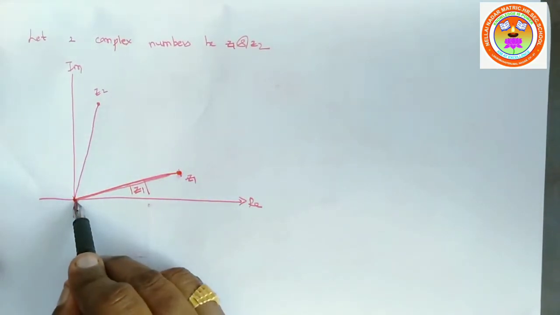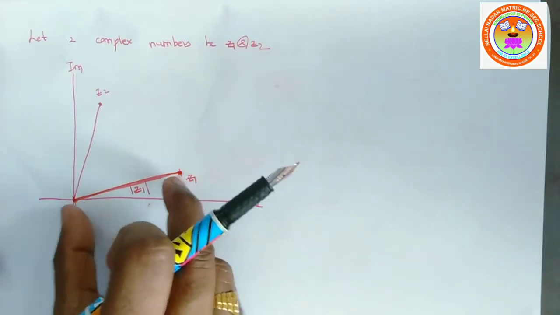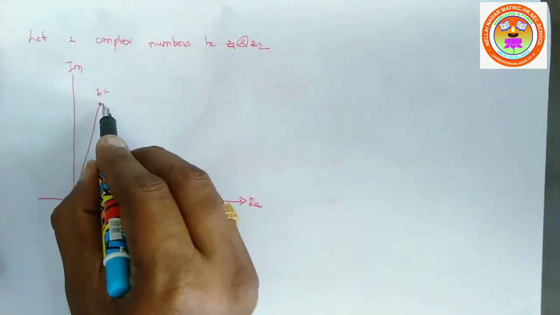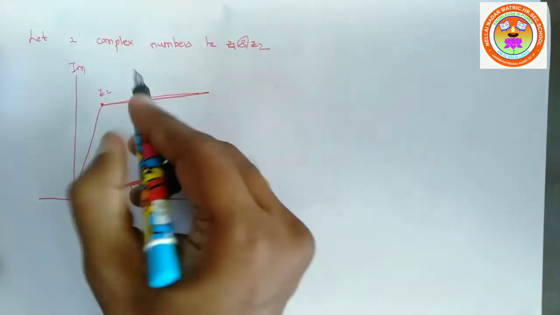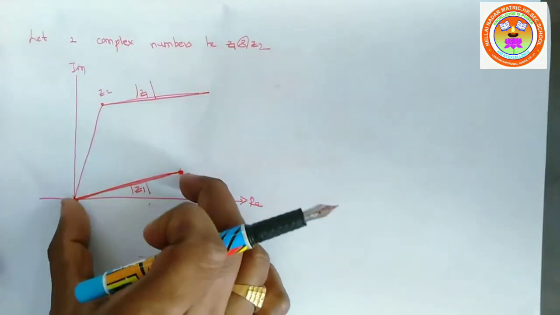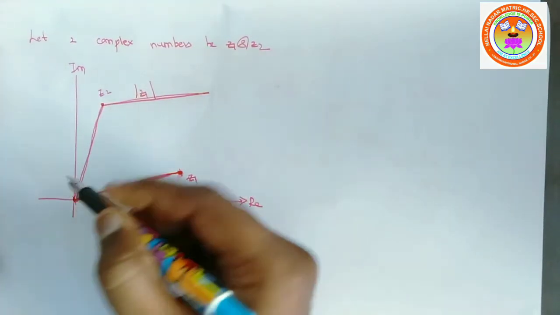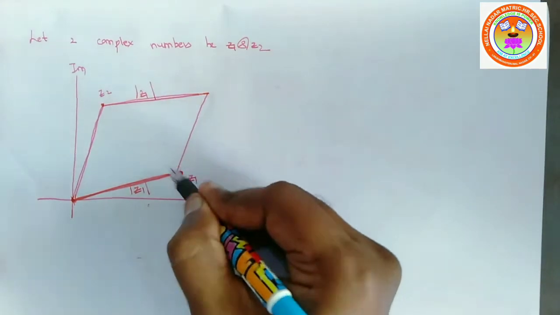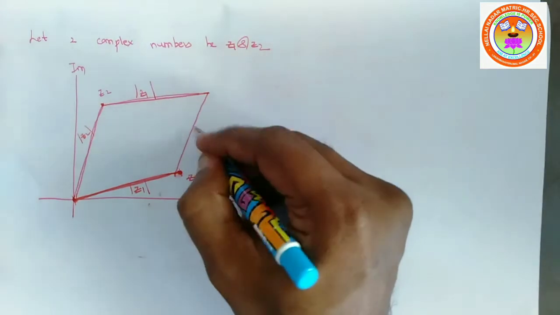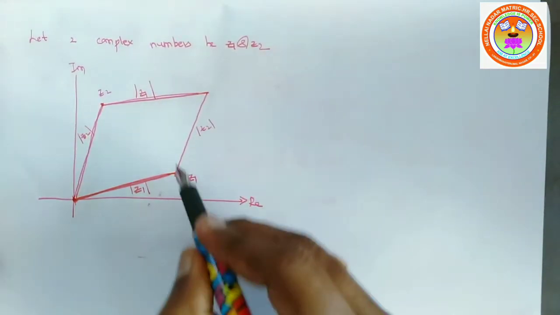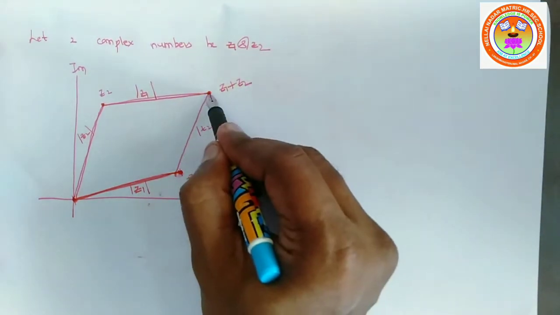I have marked the point z1. From here, draw one line parallel to modulus z1. If this is modulus of z1, this is also modulus of z1. So this line is z2. Draw a line parallel to z2. From here to here, this is modulus of z2. If this is modulus of z2, this distance will also be modulus of z2. So this point is called z1 plus z2.